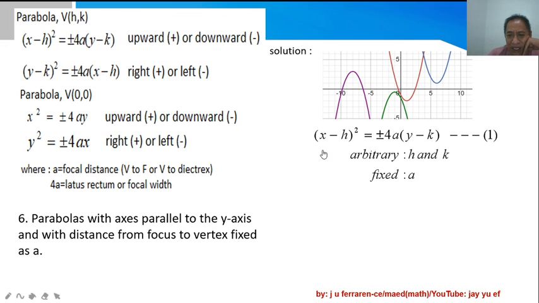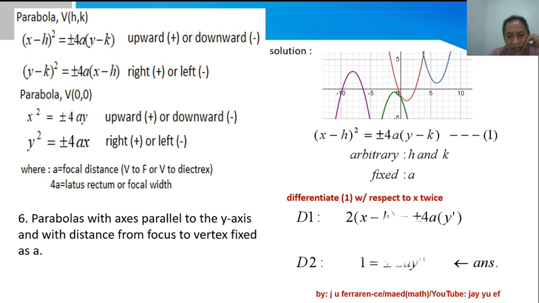So I have to eliminate my h and k by differentiating equation 1 twice with respect to x. For the first differentiation, I was able to eliminate my k because k is isolated. So 2 times x minus h, then plus minus 4a, derivative of y is y prime. Simplifying by dividing by 2, I have x minus h, and it's good because h is again isolated and h needs to be eliminated. So differentiating with respect to x, x becomes 1. This is eliminated. And we have plus minus 2a, then y double prime.